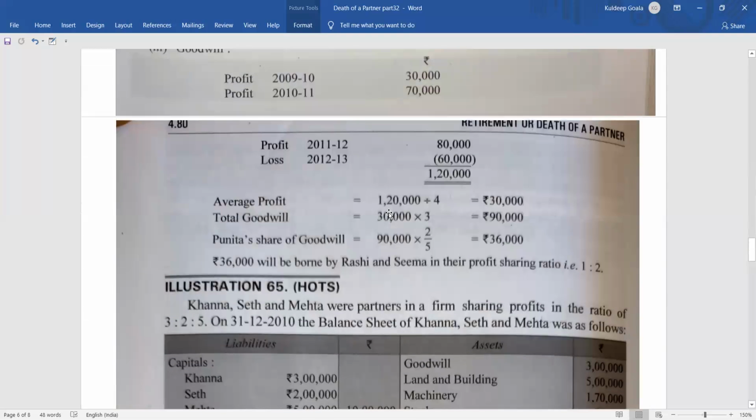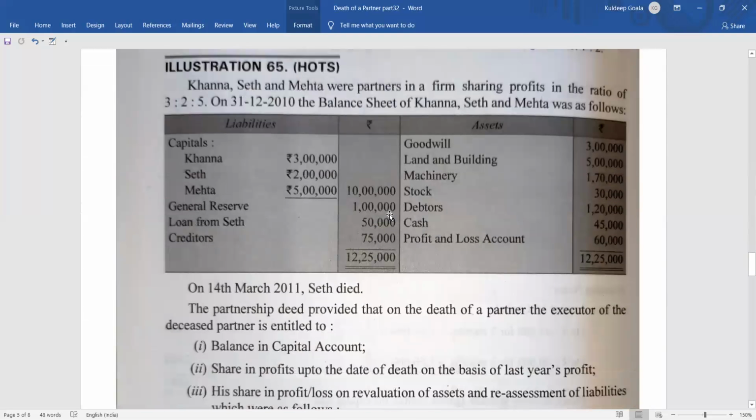Now we will go to the next question, and we will take another sum. What is given here? Khanna, Sheth, and Mehta were partners in a firm sharing profits in the profit and loss in the ratio of 3:2:1. On 31st December 2010, the balance sheet of Khanna, Sheth, and Mehta was as follows.